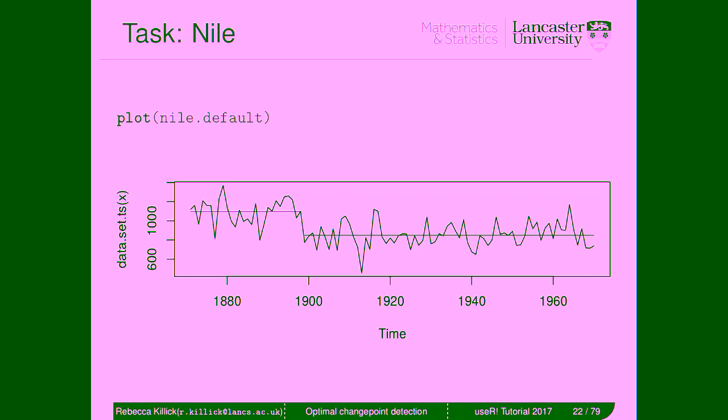So there's a gentleman here that's used cpt.meanvar instead of cpt.mean, and found that the change is at the same place. Was that right? Yep. But it's not clear whether the change is in the mean or the variance. So we can discuss that when we get to cpt.meanvar later. Okay, thanks. Anybody else before I move on?